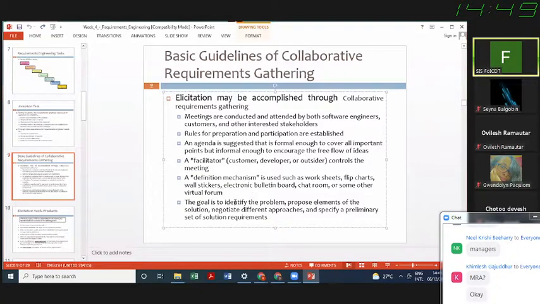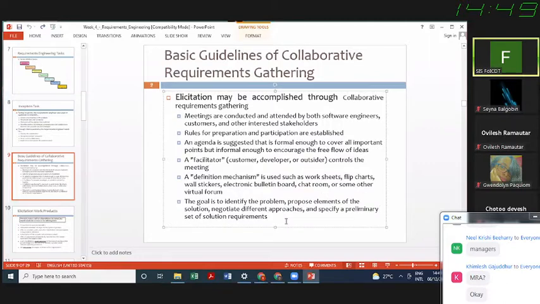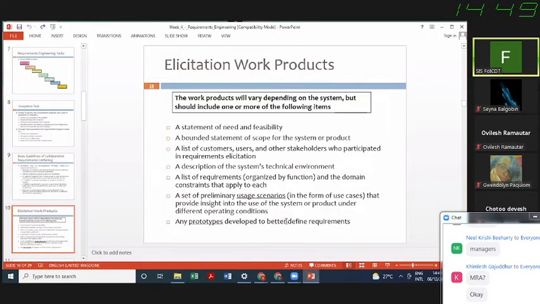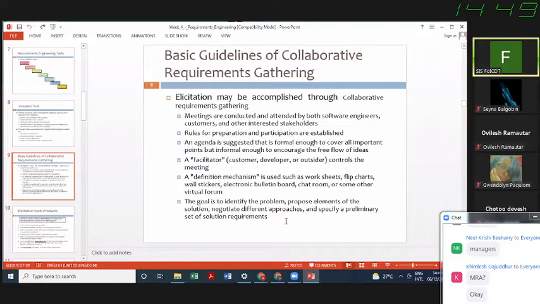So the goal is to identify the problem, propose elements of the solution, negotiate different approaches, and specify a preliminary set of solution requirements. So that was the elicitation phase.